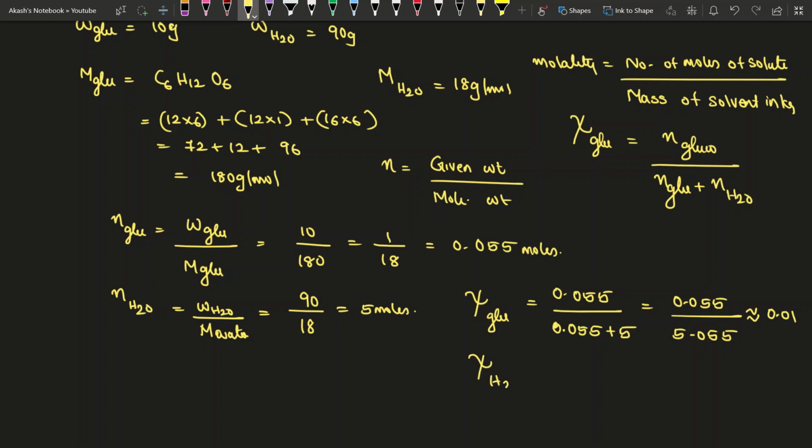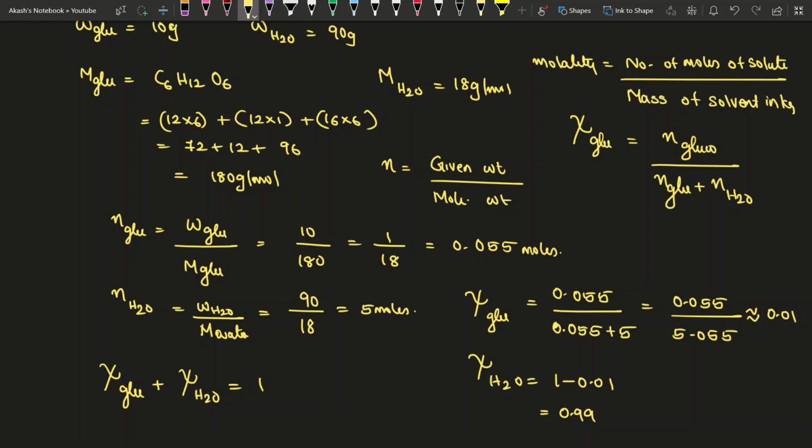The mole fraction of water will be equal to, you need to understand one thing. If there are only two components, the sum of the mole fractions will be equal to what? That means the mole fraction of glucose plus the mole fraction of water is going to be 1. So if the mole fraction of glucose is 0.01, the mole fraction of water will be 1 minus 0.01, which is 0.99. Sorry, mole fraction does not have a unit. 0.99 is going to be the mole fraction. Clear? So now we have calculated the mole fraction.